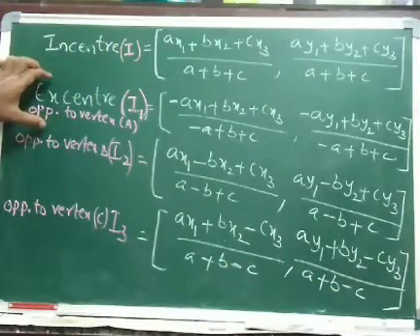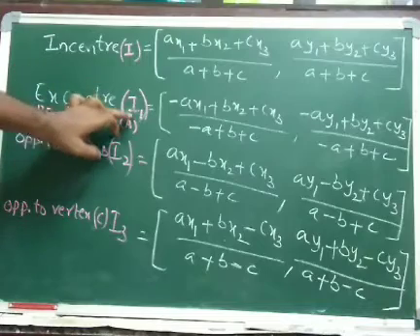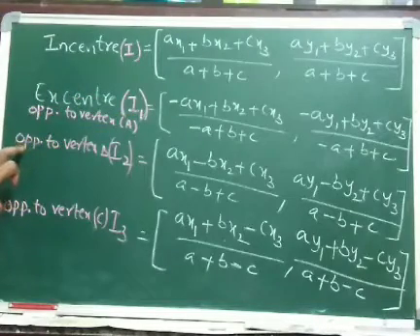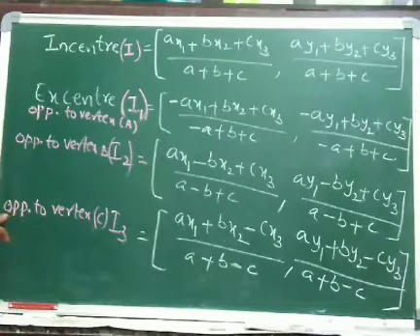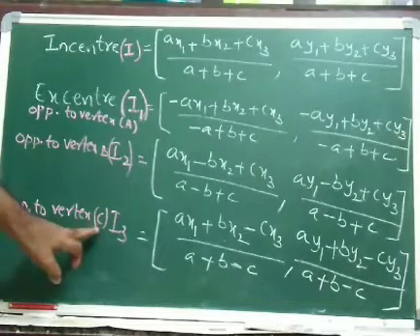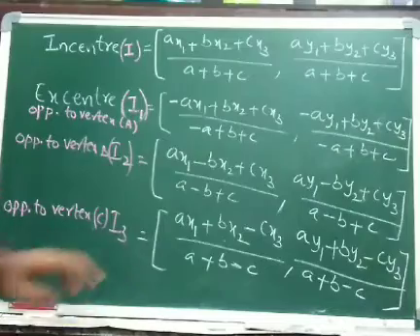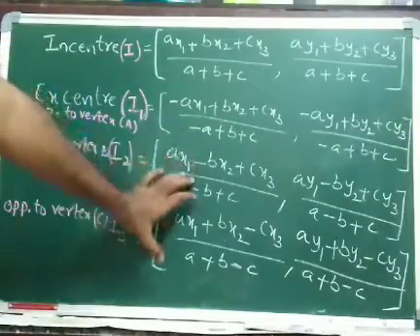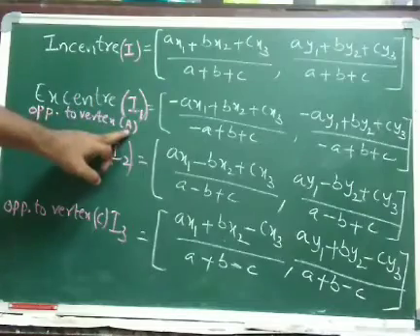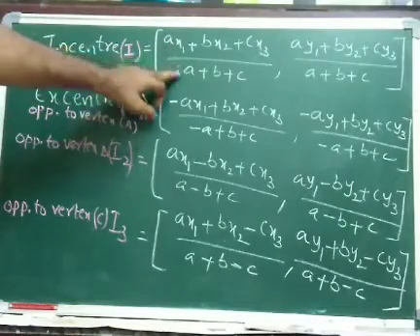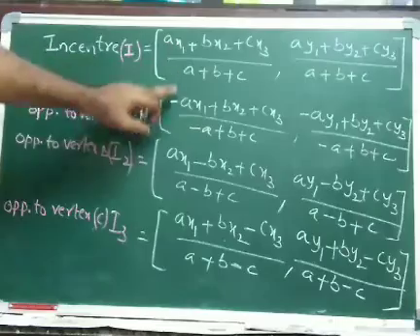So the excenter opposite to vertex A is denoted by I1. The excenter opposite to vertex B is denoted by I2. And the excenter opposite to vertex C is denoted by I3. And almost all these formulas are the same as the incenter formula. If it is opposite to A, you can just replace A with minus A.